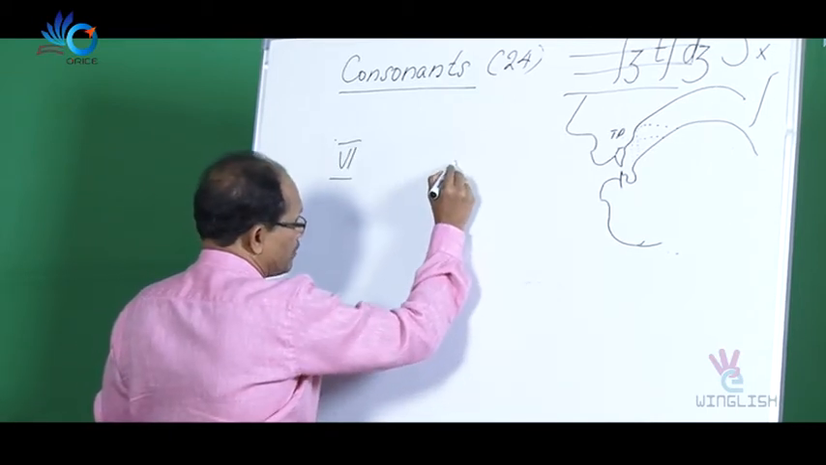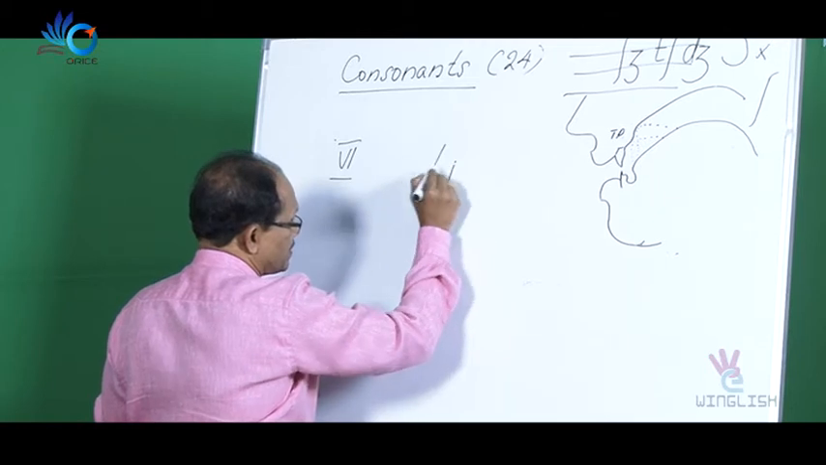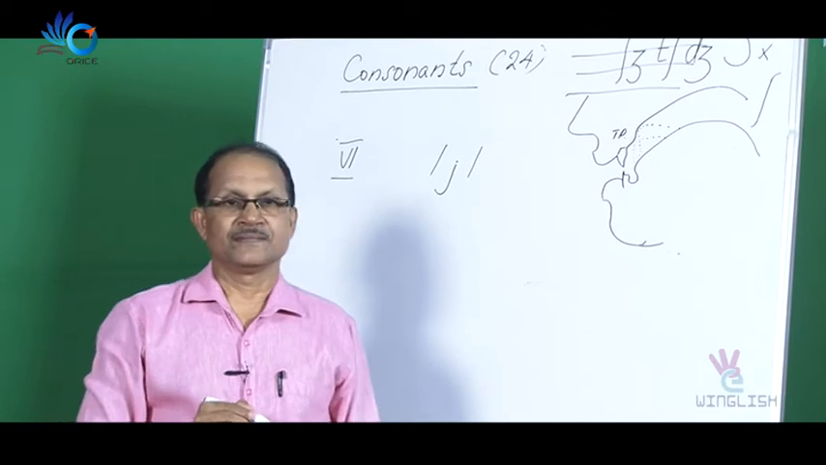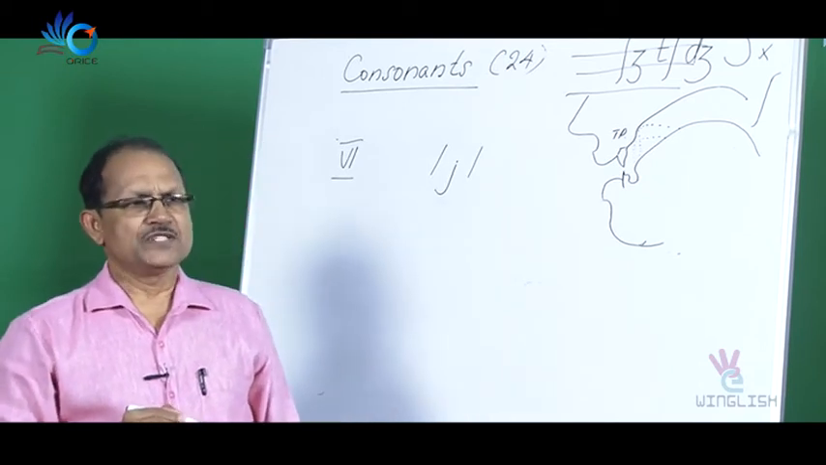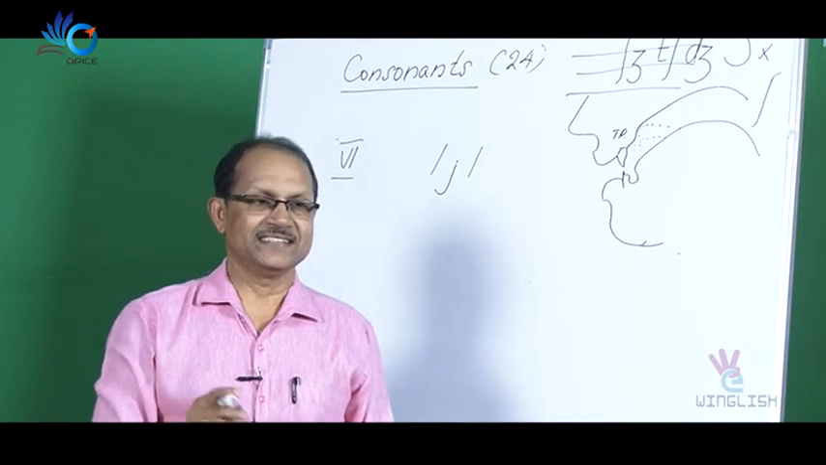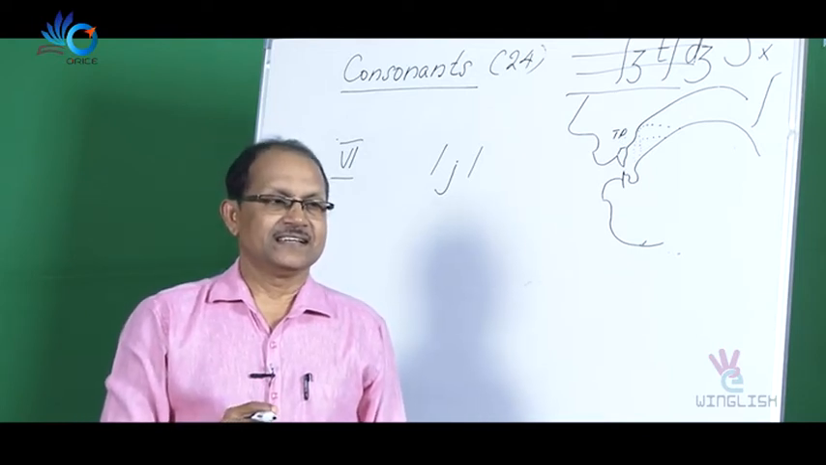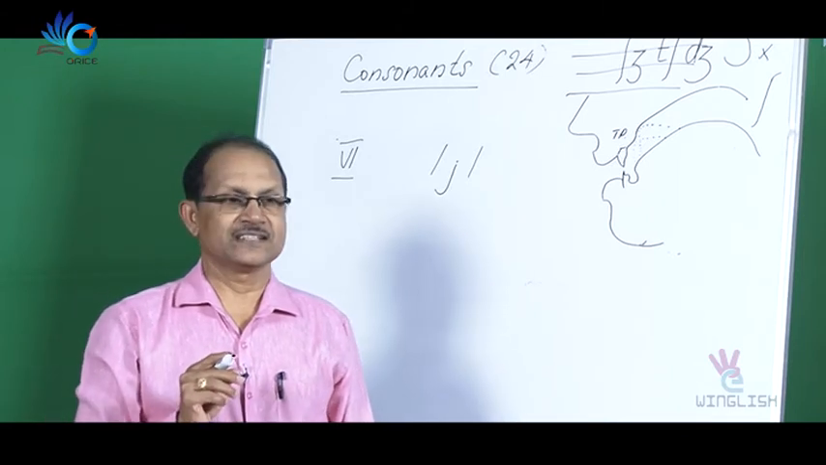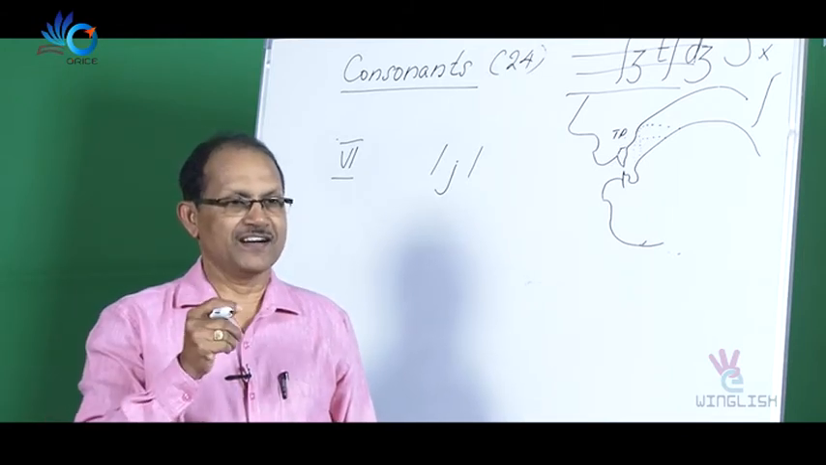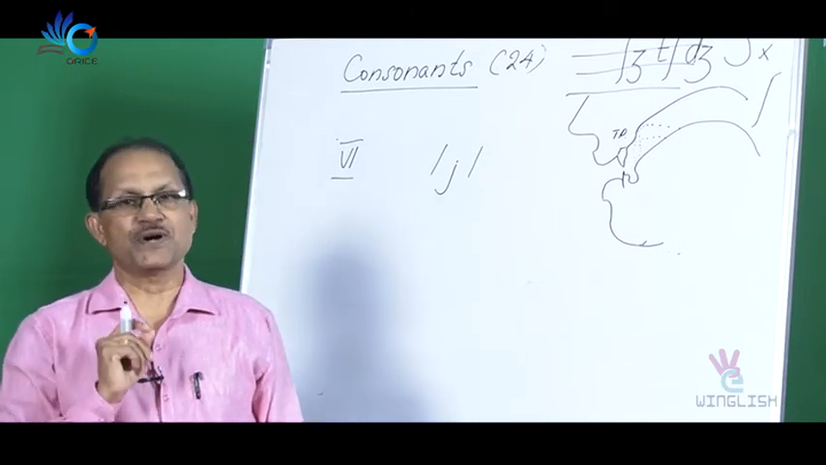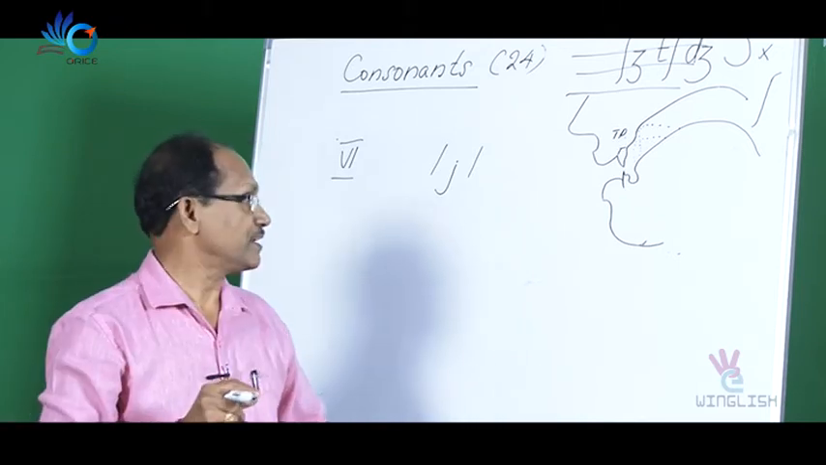Now, the sound represented by the small letter j. And what is the sound? Y, y. And the articulators, again note down the articulators: tongue and palate. That is the front part of the tongue and the hard palate.